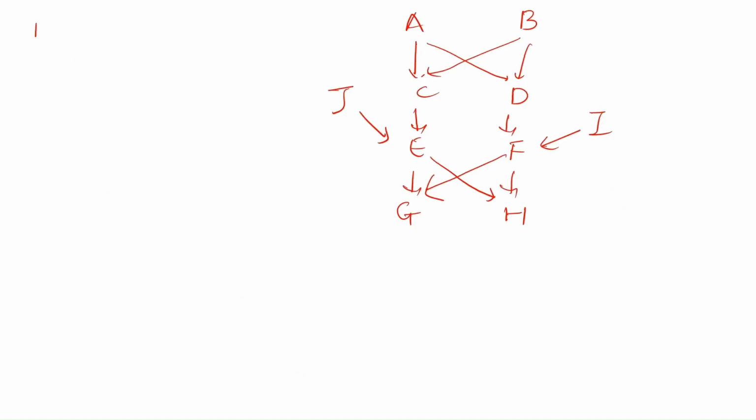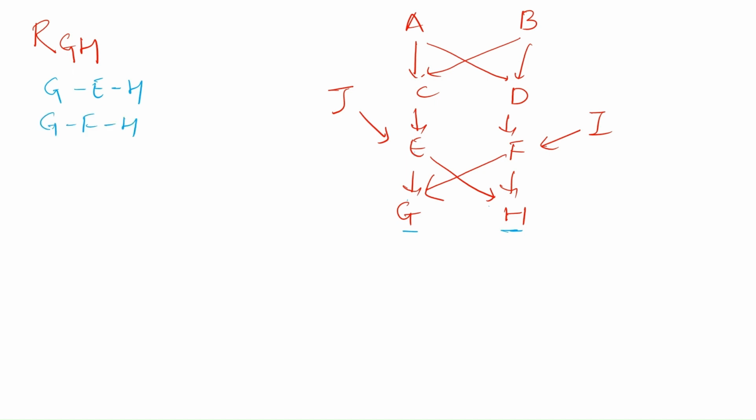Let's calculate one more. Now you have to calculate coefficient of relatedness between the individuals G and H. Again, I would say you pause the video, try to solve it by yourself, and then you can see the calculation. So how can we calculate? Now to calculate between G and H, one path is G to E and then E to H. Another path is G to F and then H.